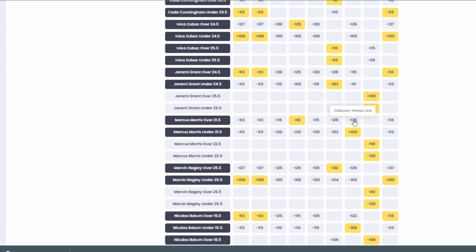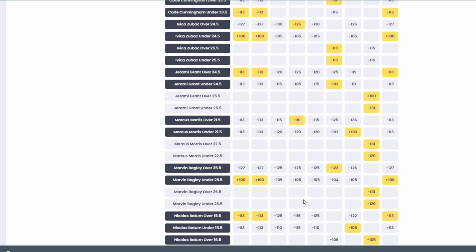Like Marcus Morris is minus 136 over at Caesars. It's minus 110 on the perfect line. So we get 26 cents on the dollar for this one. So if we try to figure out why that is and pull up his stats real quick and look why that is, Marcus Morris has kind of been all over the place. But that doesn't mean... why is the perfect line looking at that?